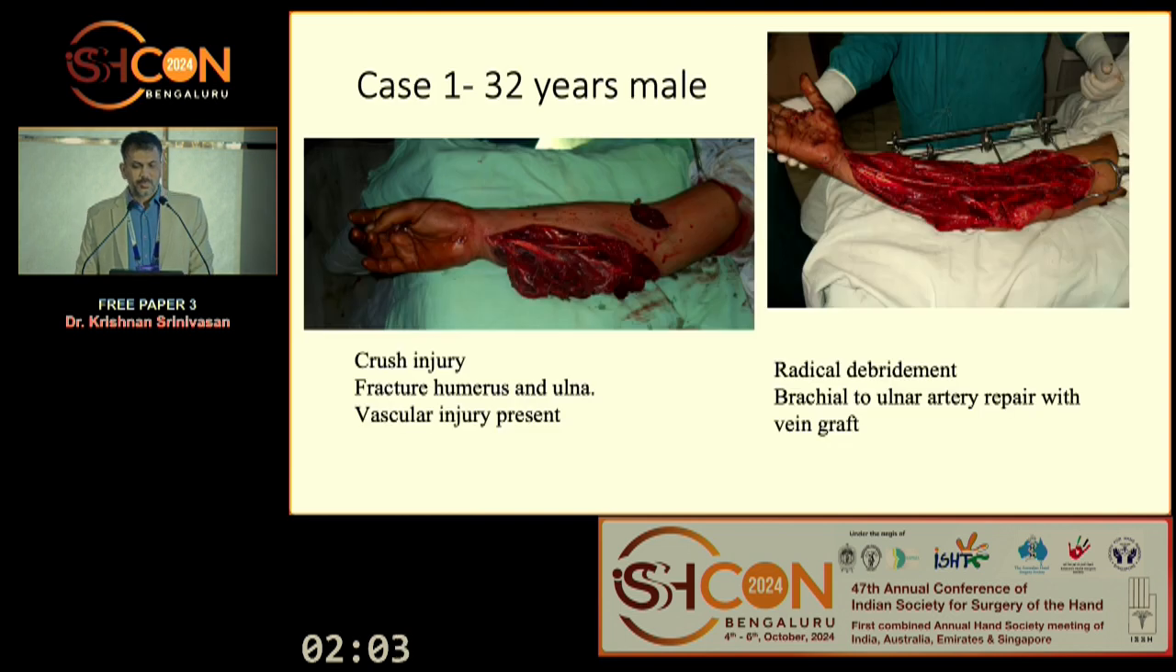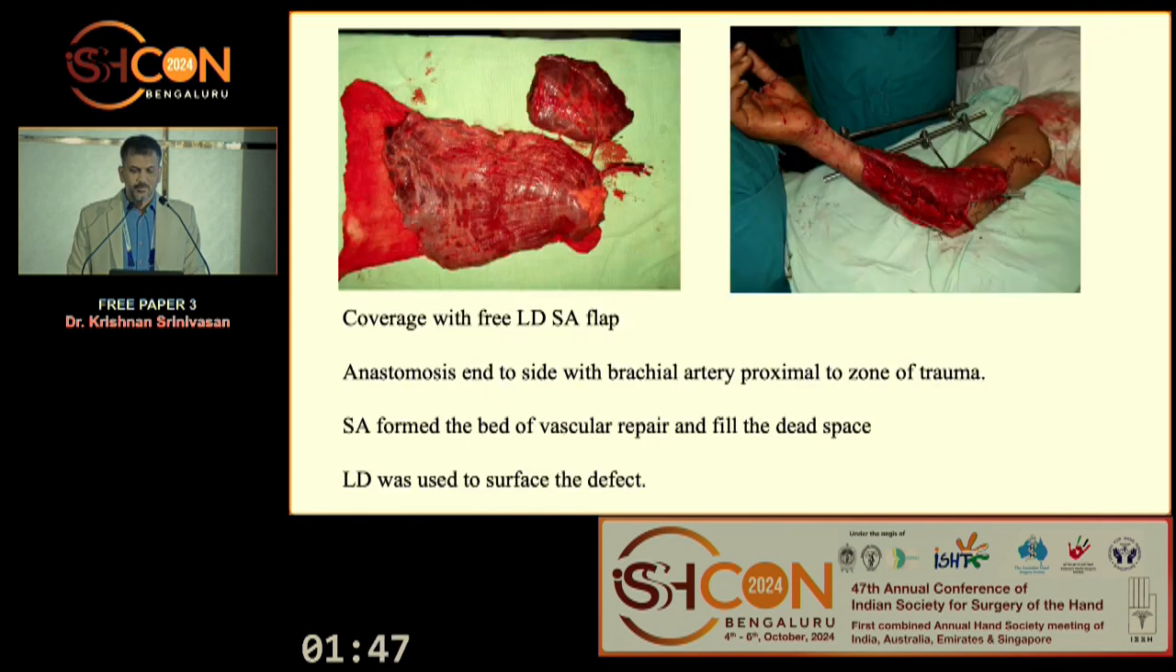Some case examples. This was a 32-year-old male who had crush injury along with fracture of the humerus, ulna and associated vascular injury. The steps are radical debridement, and we repaired the brachial artery using a vein graft to the ulnar artery. This was covered with latissimus dorsi serratus anterior chimeric flap. We used this flap as the defect was large and near circumferential and the nerve was intact. If we thought we required secondary surgery for nerve reconstruction, we might have preferred a fasciocutaneous flap.